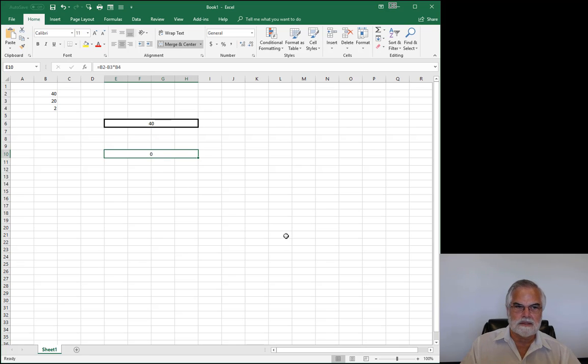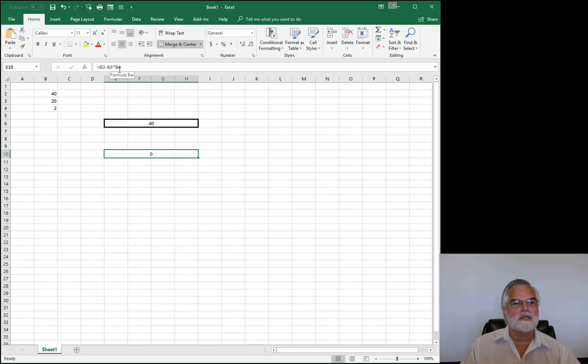Now look at this. It uses the same variables, or should I say relative references of cell location, but look at it. B2 minus B3 times B4. Which one would you do first? You have to do the multiplication first.